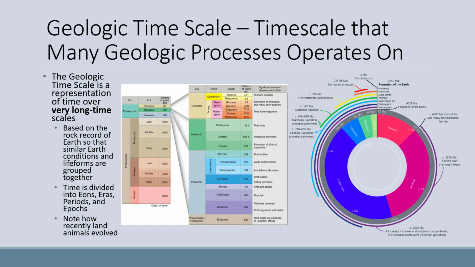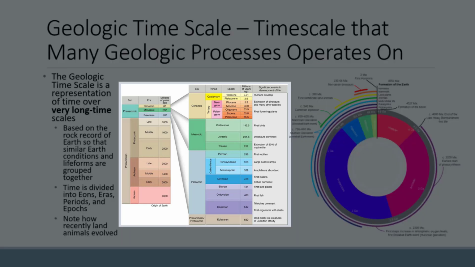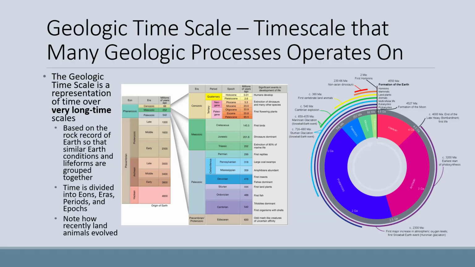The different divisions are based on the rock record of Earth, so that similar Earth conditions and life forms are grouped together. Time is divided into eons, eras, periods, and epochs. This is shown well with the picture on the left. Time is denoted in millions of years, and different eons, eras, periods, and epochs are diagrammed out. Some interesting and significant developments for different times are listed on the right.